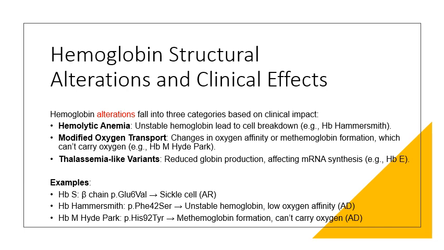Changes in hemoglobin structure can have three effects. Hemolytic anemia, where unstable hemoglobin leads to red blood cell breakdown. An example would be Hb Hammersmith. Modified oxygen transport, where hemoglobin variants can affect oxygen affinity or form methemoglobin, which cannot carry oxygen, such as in Hb Hyde Park. And thalassemia-like variants, where reduced production of globin chains results in disease in the patient. An example would be HbE disease.